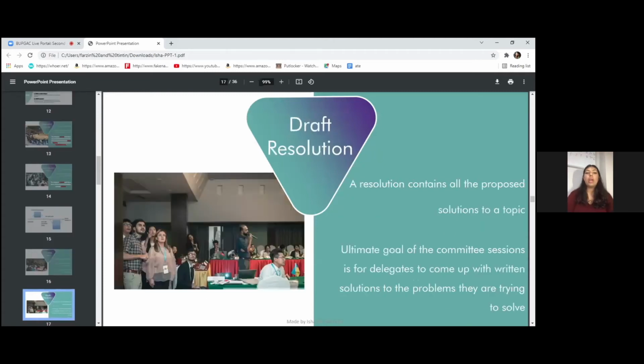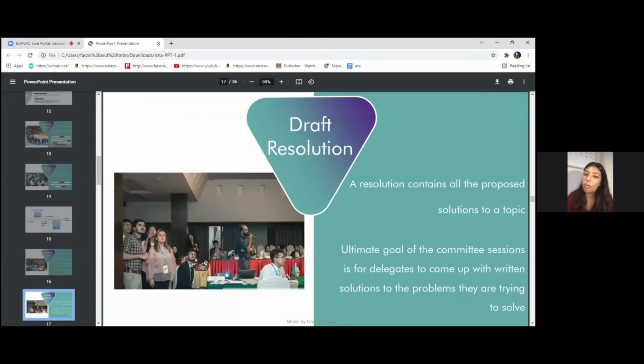So now comes the draft resolution. This is what an MUN is usually done for, because a draft resolution is basically a bunch of solutions. Everything that has been discussed in the committee session that proves to be a solution to the topic, you write in the draft resolution. It's the ultimate goal of a delegate, of a committee session, and of a DIAS, to come to a draft resolution that each and every delegate accepts, or let's say at least a two-thirds majority accepts. So yeah, these are all the proposed solutions.